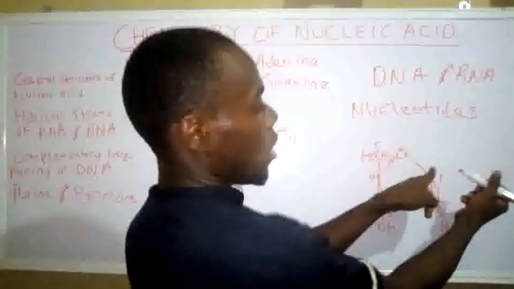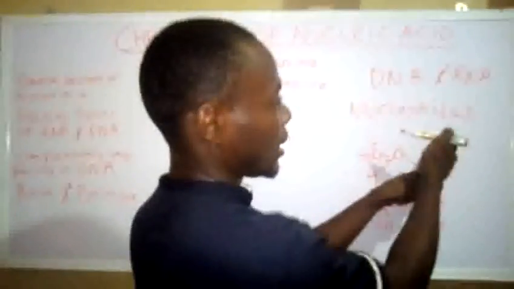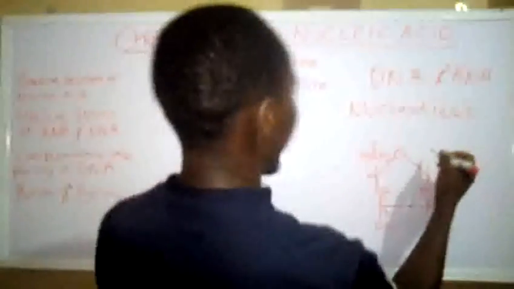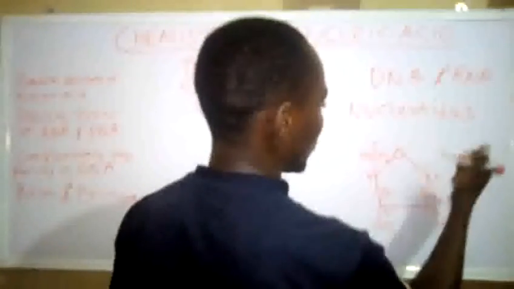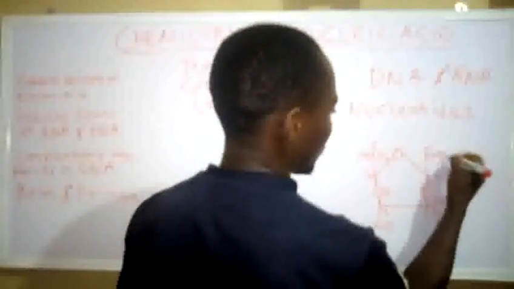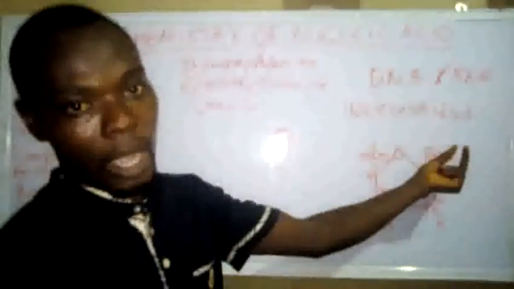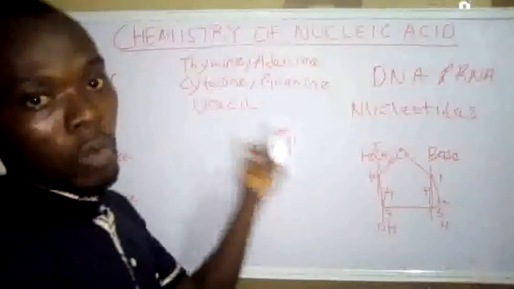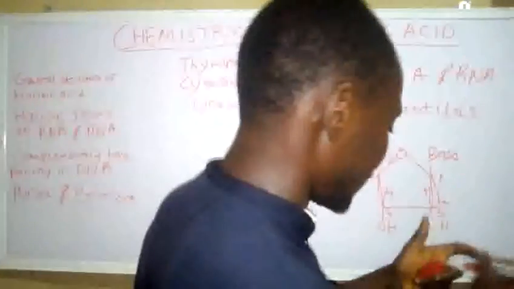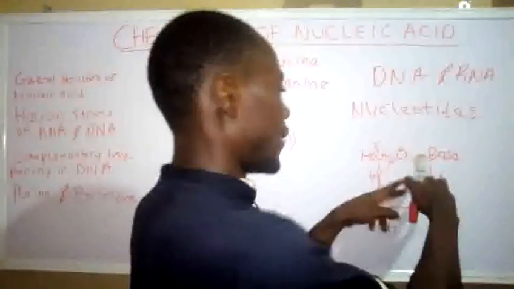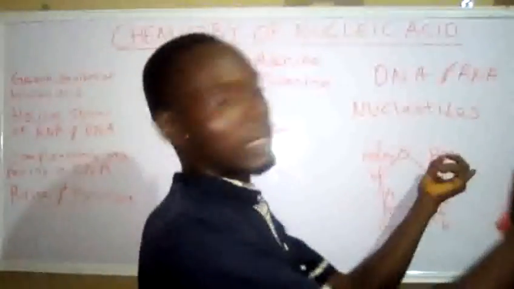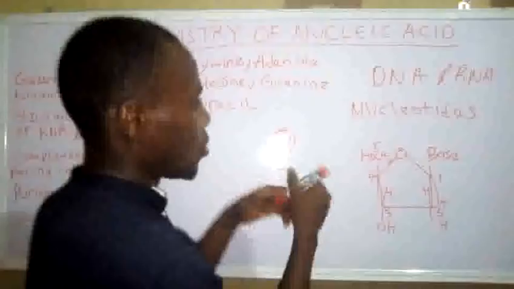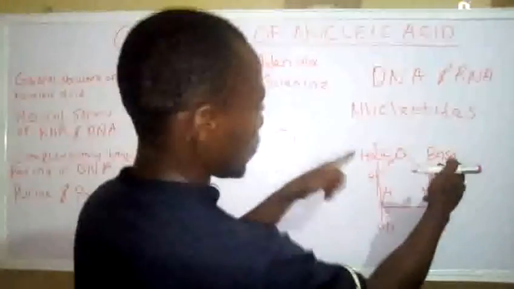At carbon 1 here, the nitrogen bases are attached. Don't forget we are describing the structure of the nucleotide. Let's say we have adenine here. Let me just put the base, which is a general term. It could be adenine, cytosine, guanine or uracil. Finally, the nucleotide also has a 5-carbon sugar, a nitrogen base, and then a phosphate group. This is a phosphate group.